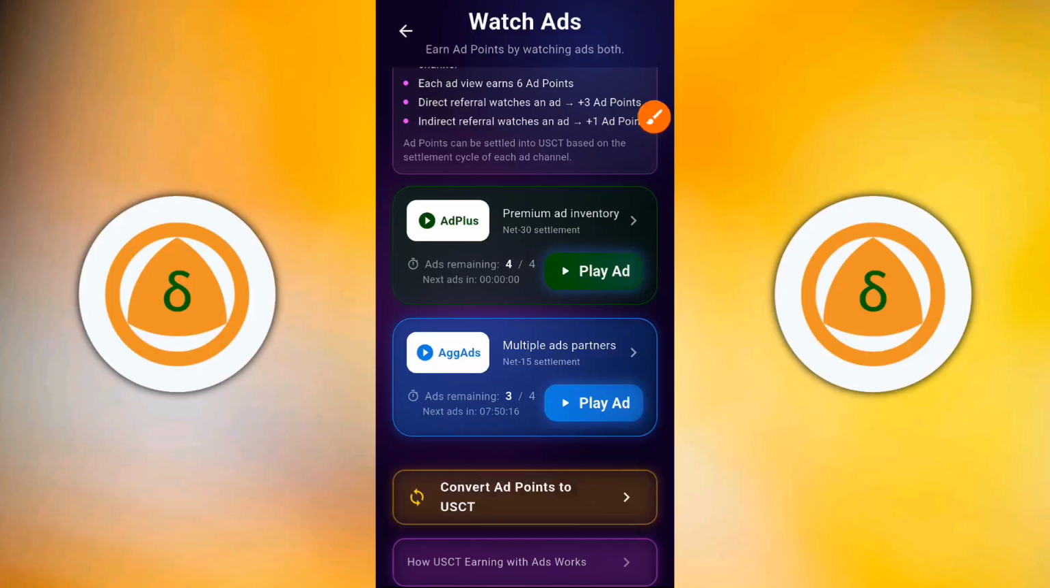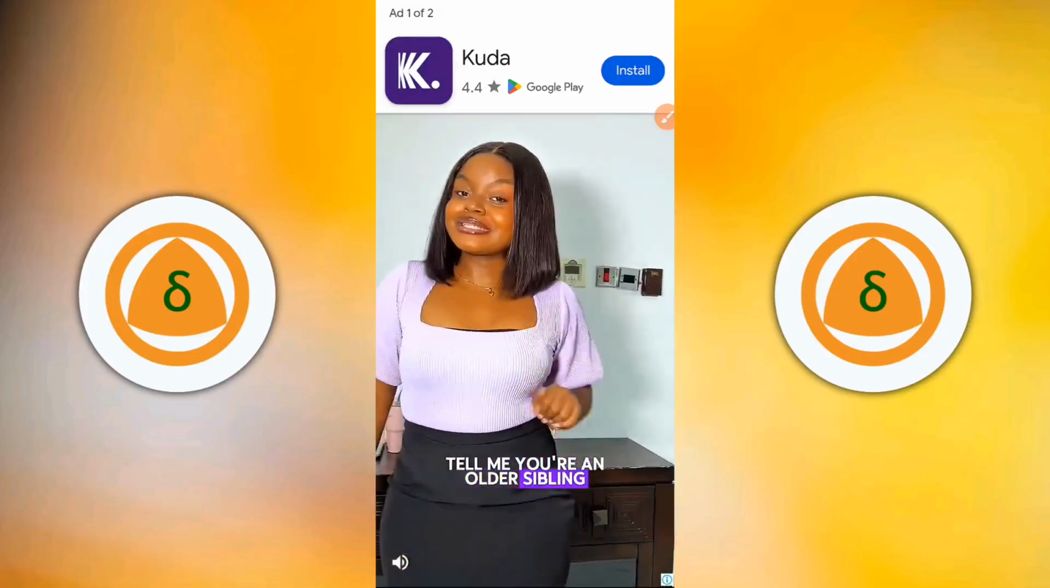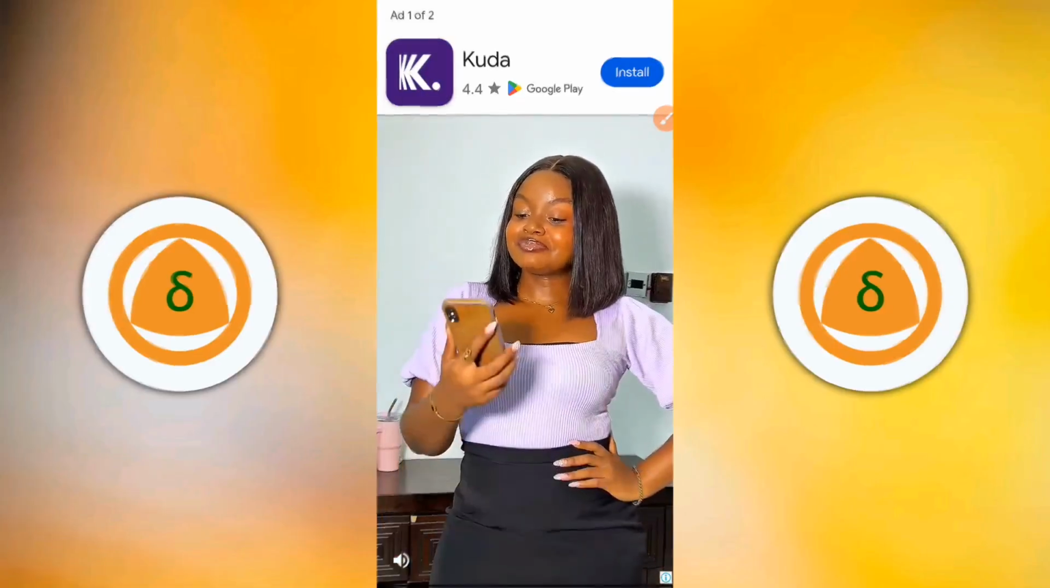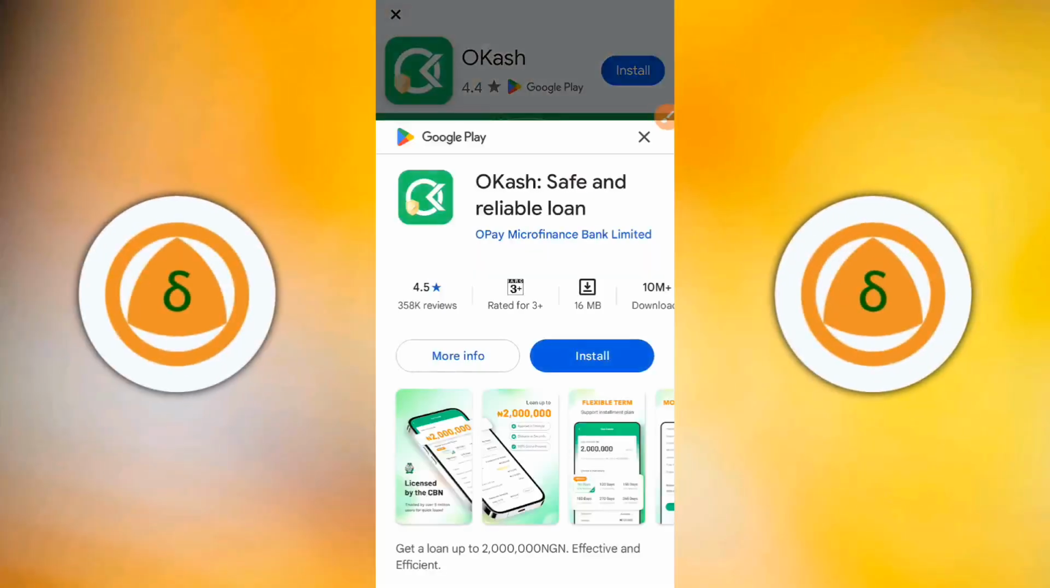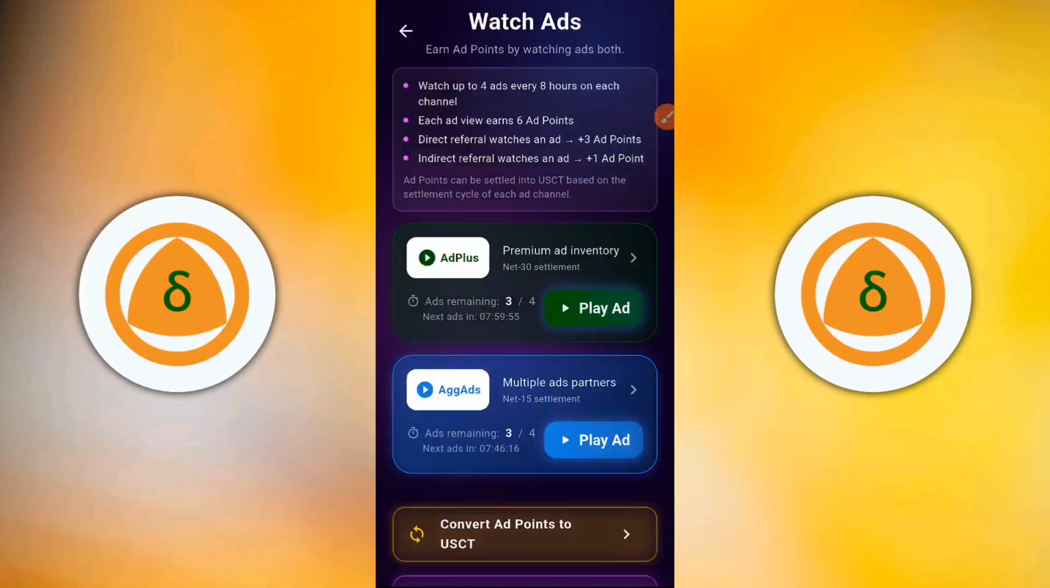If you click on this right now, this is going to actually play an ad. You can play up to 4 ads, and once you're done playing these 4 ads, it resets in 8 hours, right? So I'm going to click on play ad right now, and this is going to actually play an ad. So we just concluded this very ad right now. I'm just going to wait for this to bring us back to this very page.